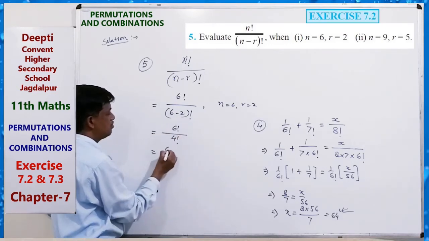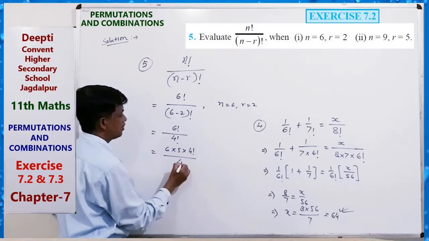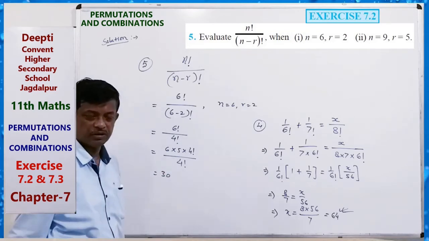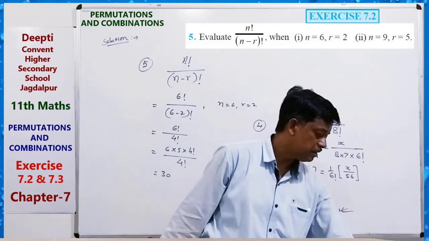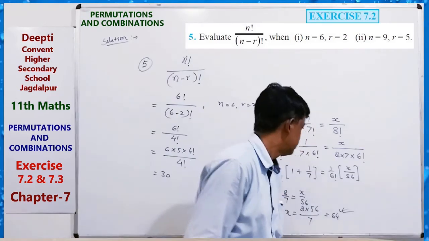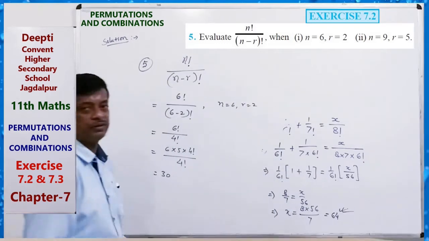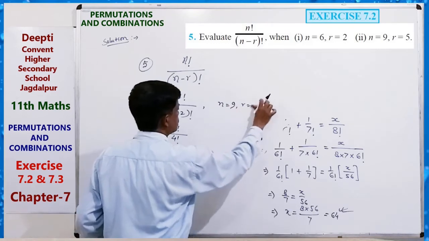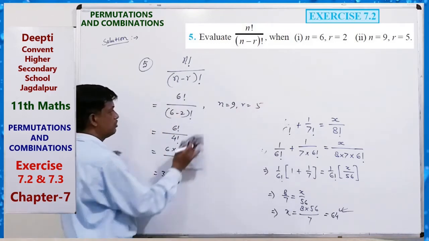So it can be solved: 6 into 5 into 4 factorial upon 4 factorial. These two cancel, and the value is 30. Very simple. In a similar fashion, you can find the second one, 9 and 5. So you can also find the value if n equals 9 and r equals 5.